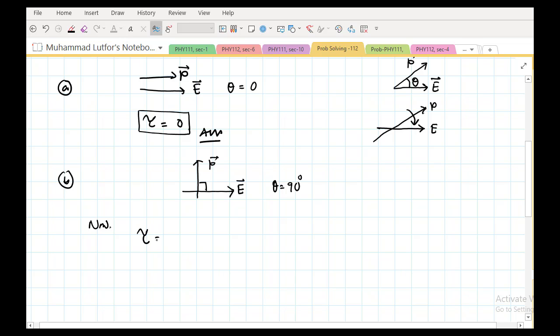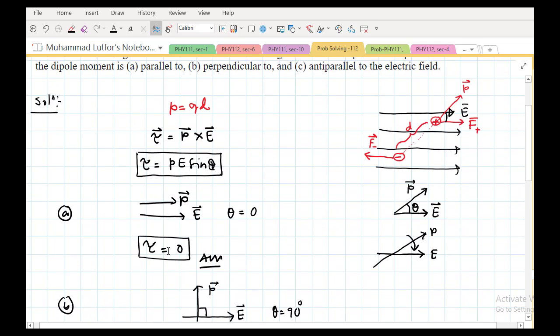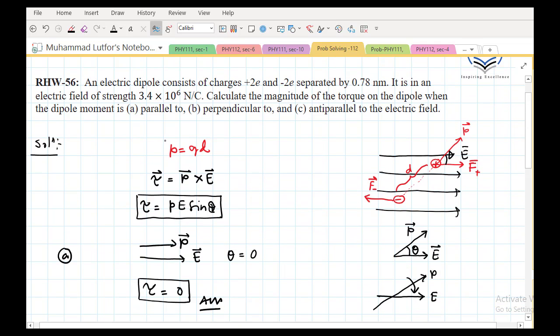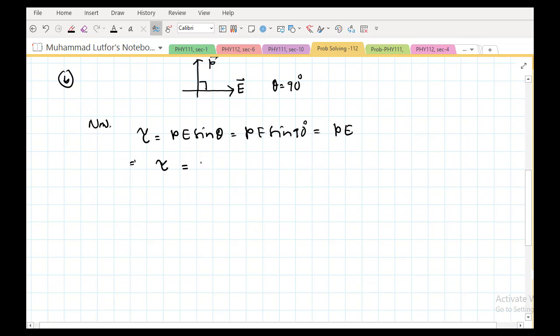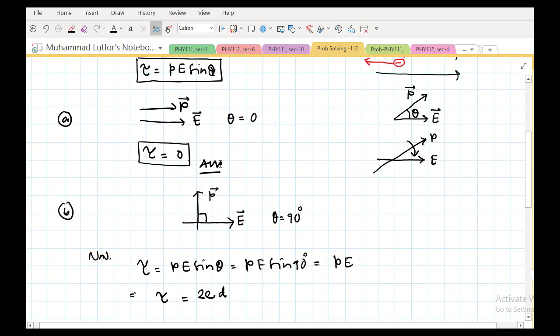Then I can find the magnitude of the torque: P into E sine theta, which is P into E sine 90, that would be P into E. Now what is P? P is the electric dipole moment that we define, the magnitude of the charge into the separation between the charges, which is D. The charge for this case is twice e, and the separation D would be 0.78 nanometer.